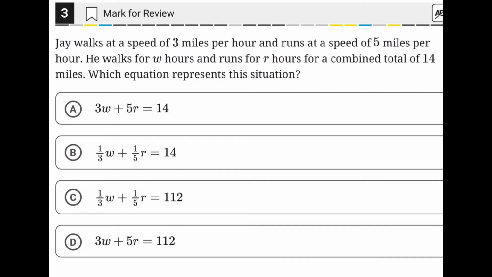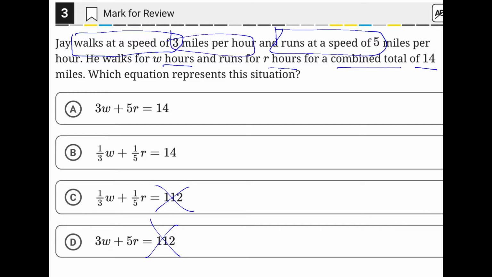Number 3 has to do with algebraic expressions. You match up walking with 3W, running with 5R, and the combined total is 14 miles. So it's important to note that W and R are time, a number of hours, and the output is going to be 14. So these are wrong because they have the wrong output. And then consider the nature of miles per hour, or 5 miles per hour, 3 miles per hour. The 3 and the 5 should be on top. A is the right answer.